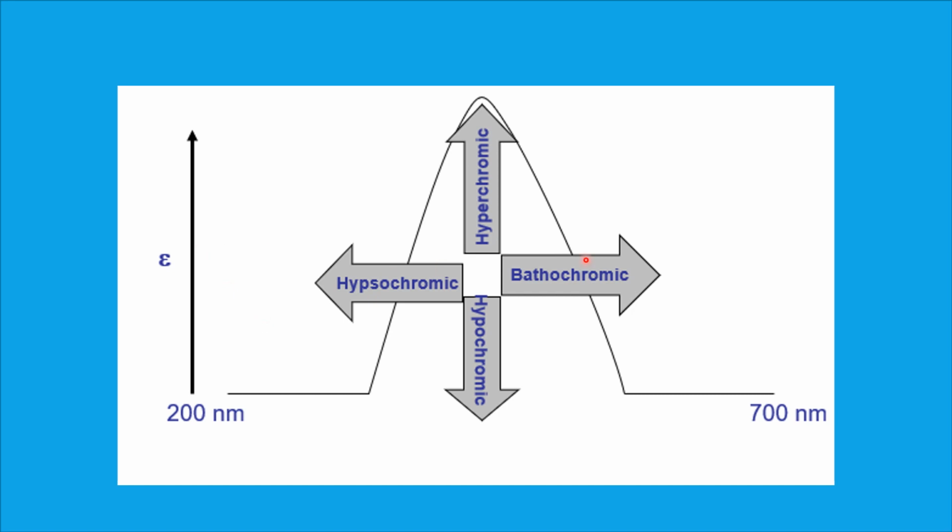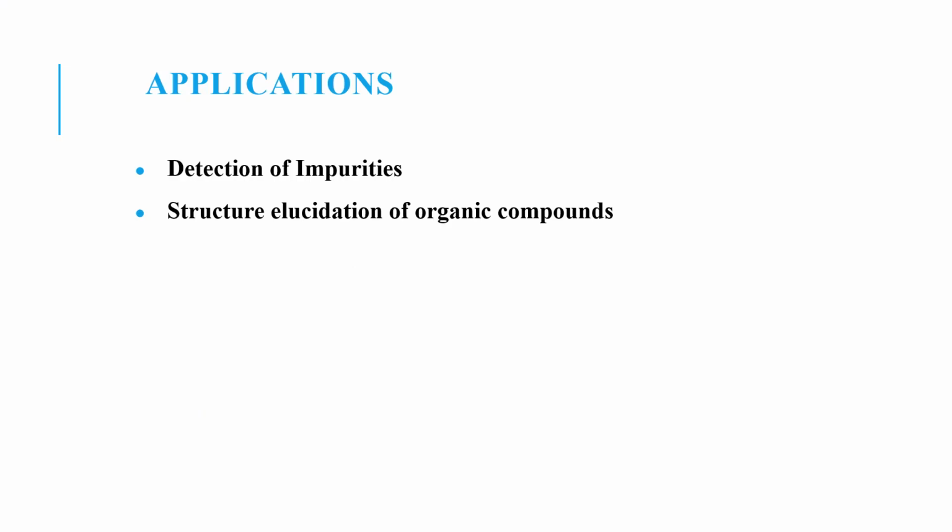So this is a plot showing hyperchromic, hypochromic, and bathochromic shifts. The wavelength is on this axis. So when wavelength is increasing, it is bathochromic, and when wavelength is decreasing, it is hypsochromic. When the epsilon value is increasing, it is hyperchromic, and when the epsilon value is decreasing, it is hypochromic.